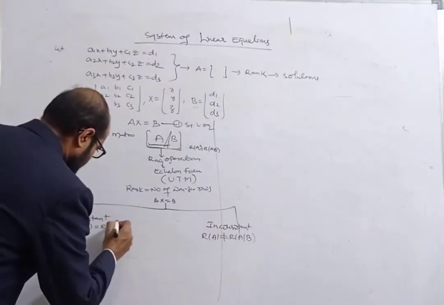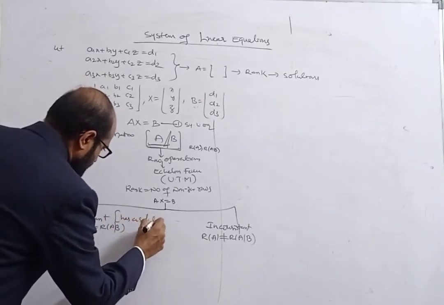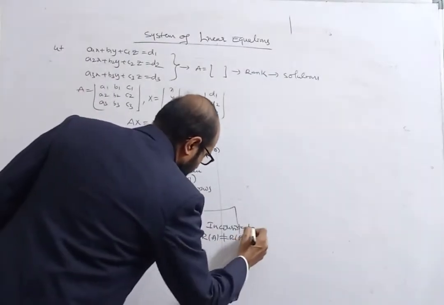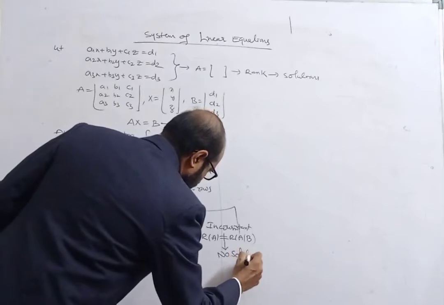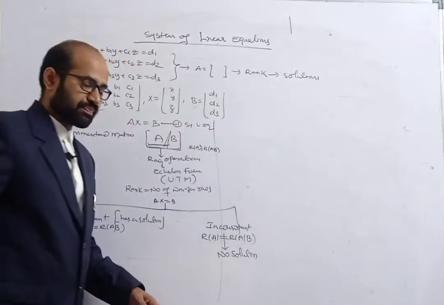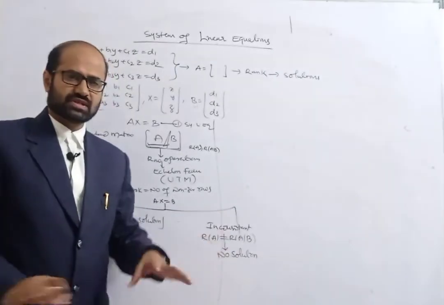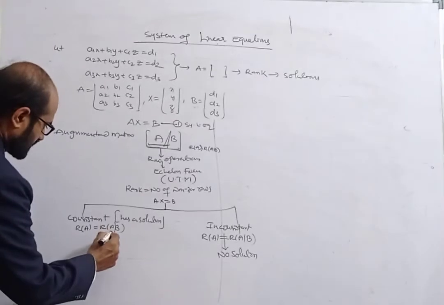If it is consistent, then it has a solution. If it is inconsistent, then it has no solution. If in the problem the rank of A is not equal to the rank of AB, then simply you can say no solution. But if it is consistent, again there are two cases.